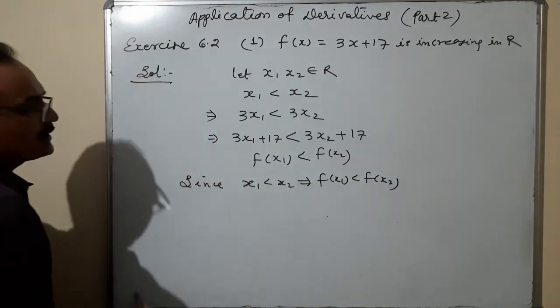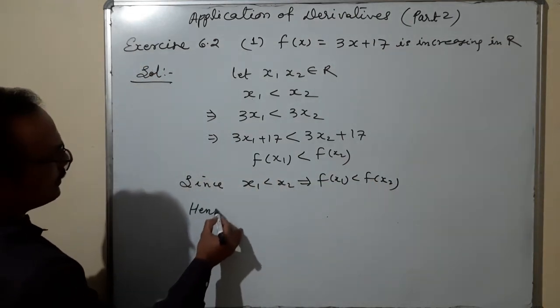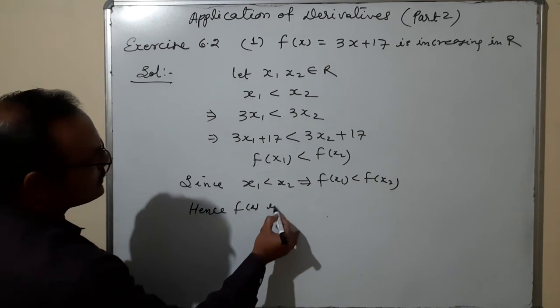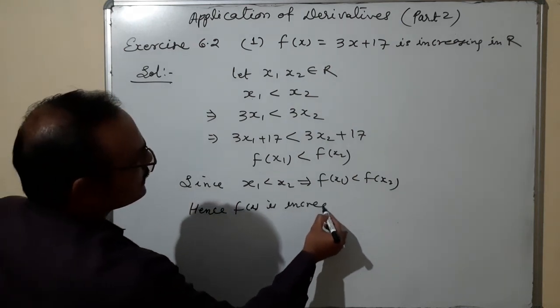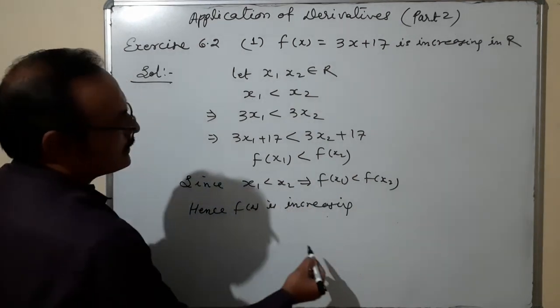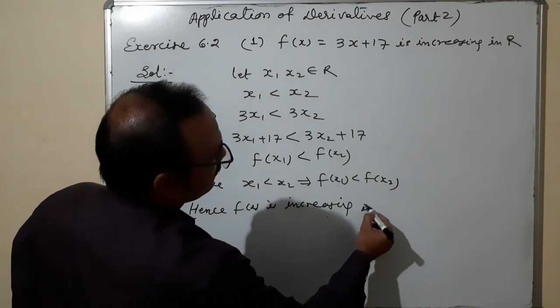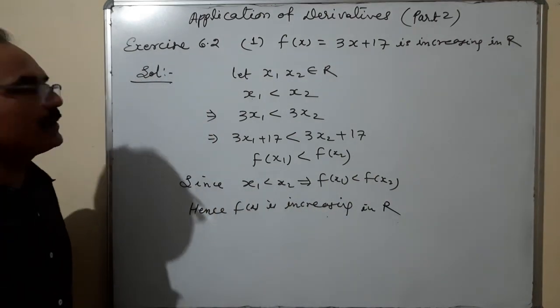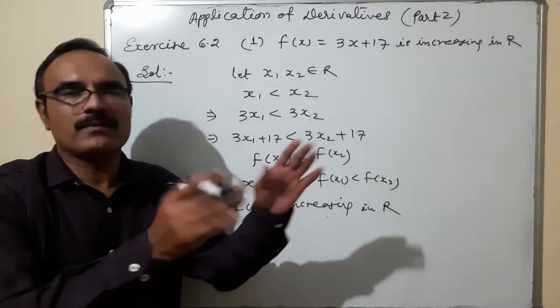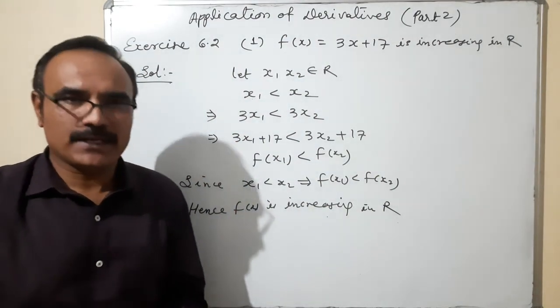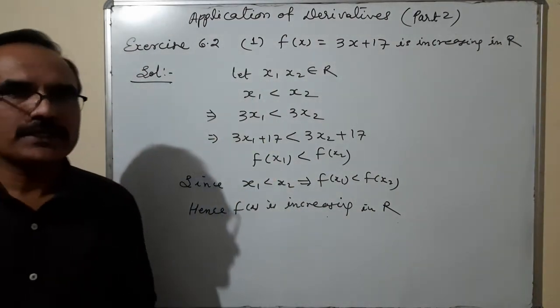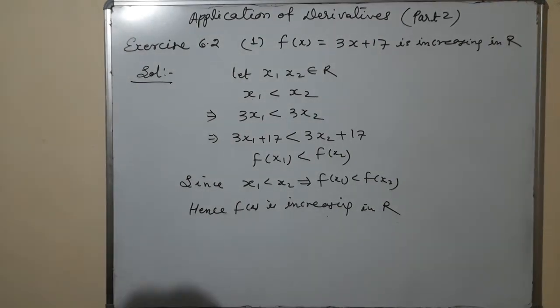And what is the condition? Hence, f of x is increasing in R, the set of real numbers, because these two elements are taken as any two numbers from the set of real numbers. So it is true for all, therefore this is an increasing function.